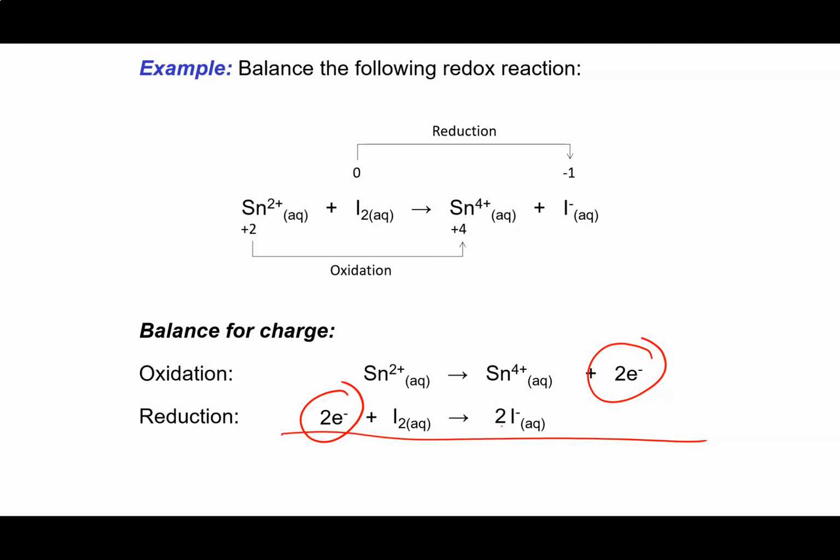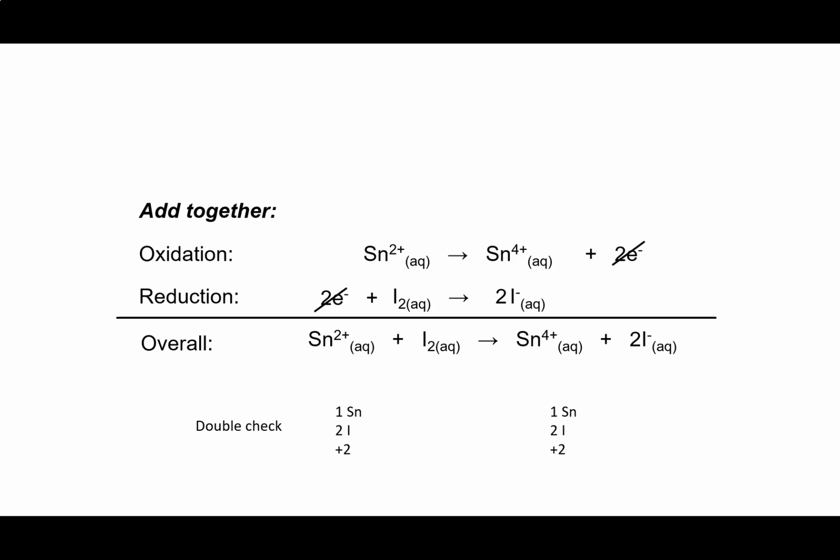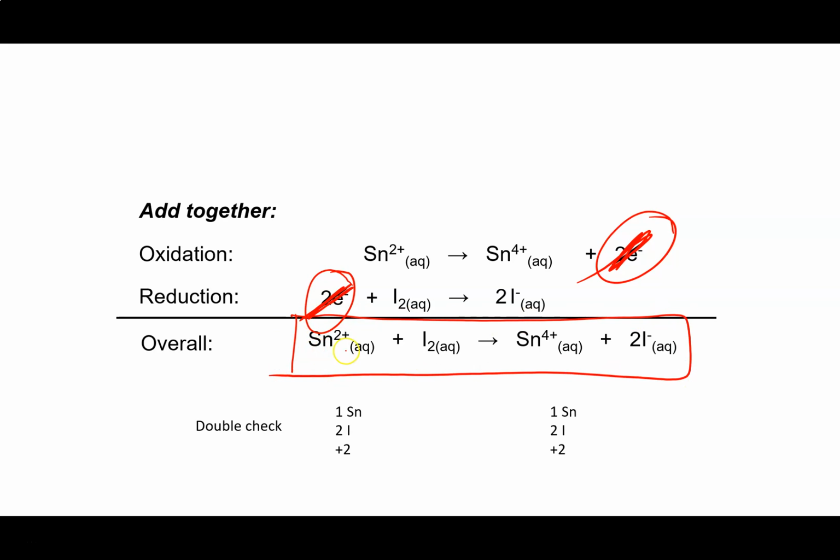Okay, so once I've realized that, I'm just ready to add these guys together, right? So I'm adding them together, and I'm going to cancel out where I have the same thing on opposite sides of the arrow. And so in this case, that's just going to be the electrons. So what have we got? Sn2+ plus I2 gives Sn4+ and 2 I minuses.